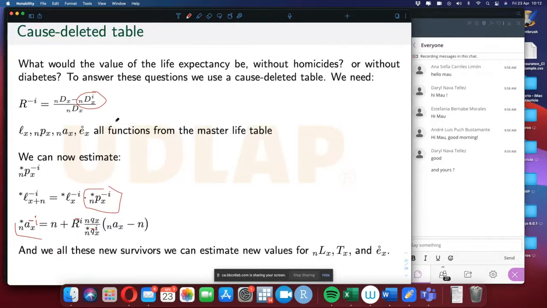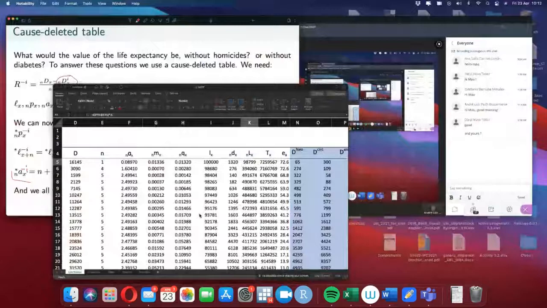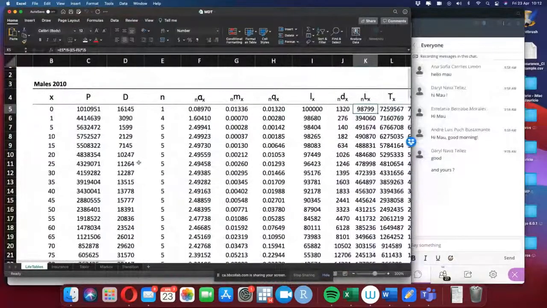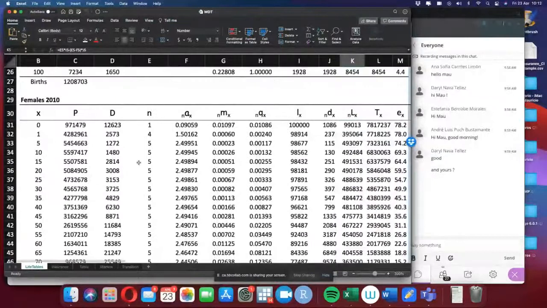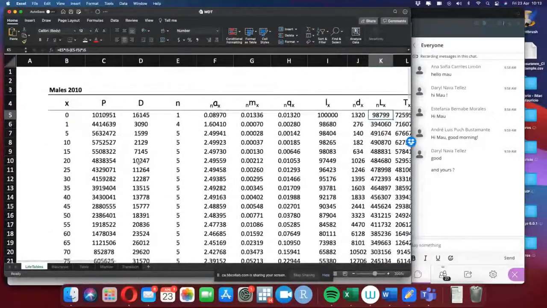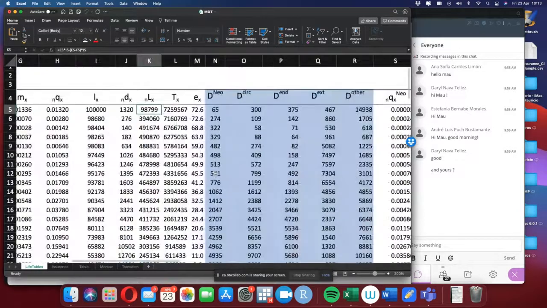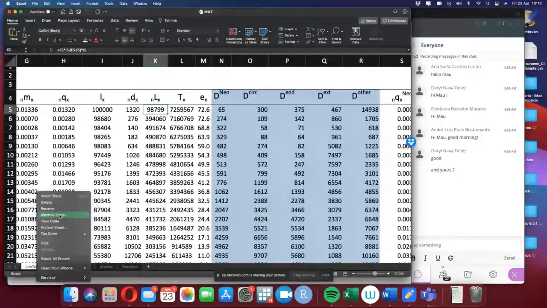Let's start with this. This is the life table that we have, the two life tables. We have men and women for 2010 in Mexico, and this is the information that I gave you. If you ever want to do this for your state, you will just have to go to INEGI and download the specific causes of death that you want. The process is the same. So let me just duplicate this table here.